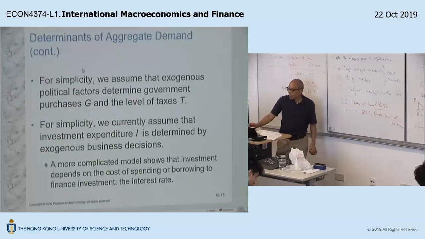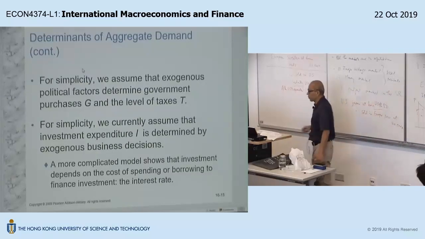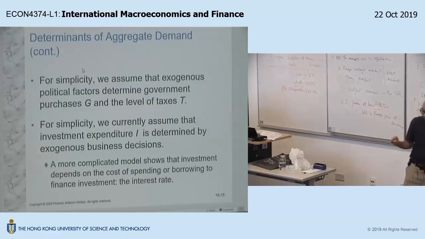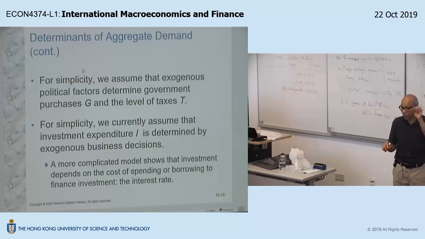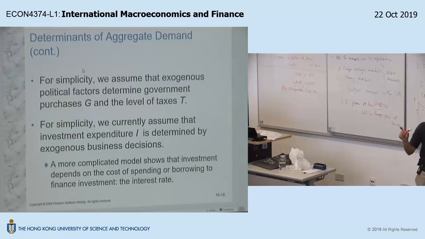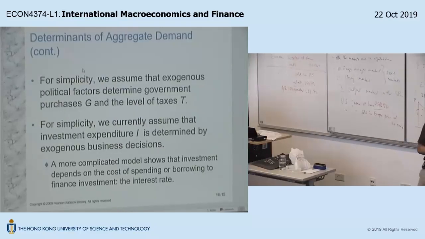Now, let's look at the other components of aggregate demand, right? Remember, we have four. We have consumption demand, investment demand, government purchases demand, and the current account. So we already covered the consumption one, and we already covered the net export.